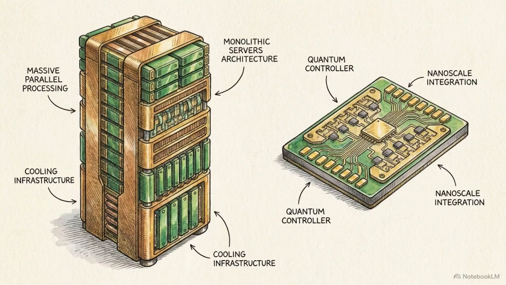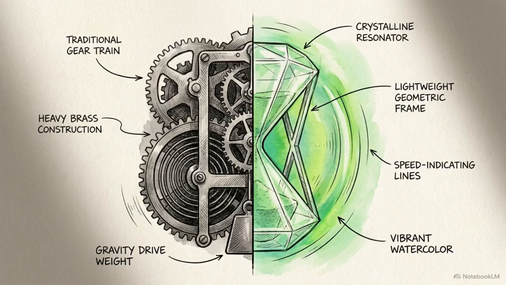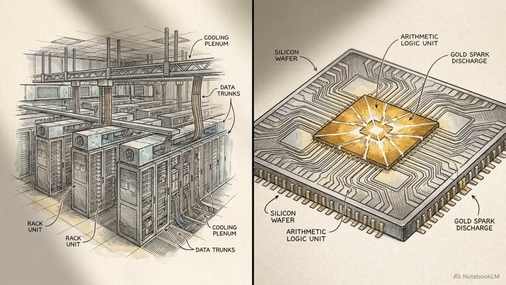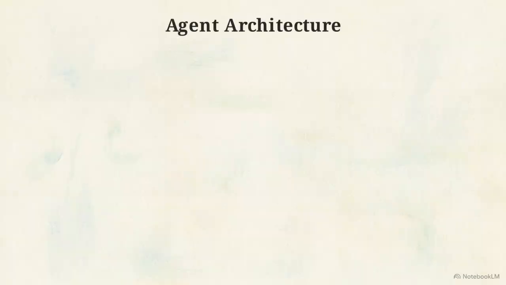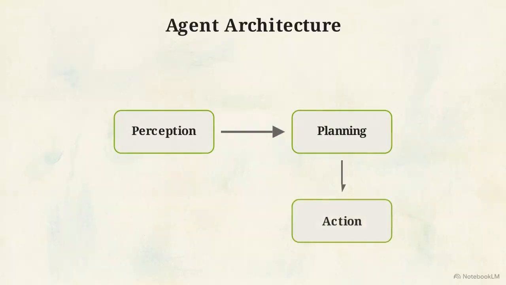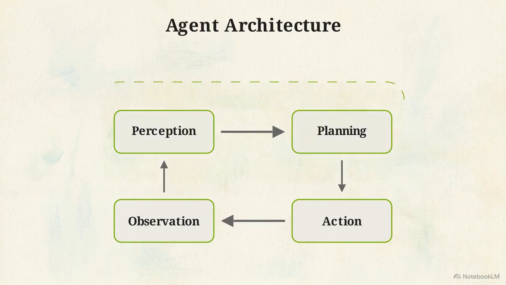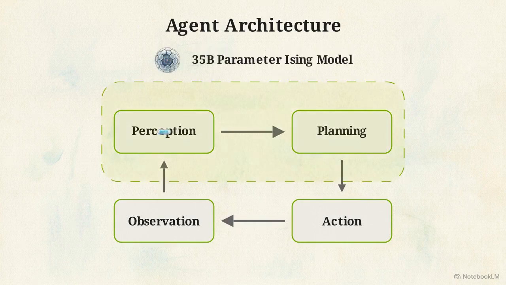Relying solely on a heavy vision language model introduces an architectural flaw. Reading a plot and planning a solution takes seconds, but preventing quantum decoherence requires applying corrections in microseconds. A fully autonomous system requires a layered intelligence approach, trading processing depth for execution speed. This diagram outlines the classic agent architecture: perception, planning, action, and observation. The 35 billion parameter Ising model handles the deep reasoning required for perception and planning.